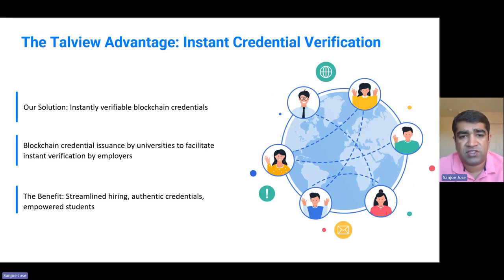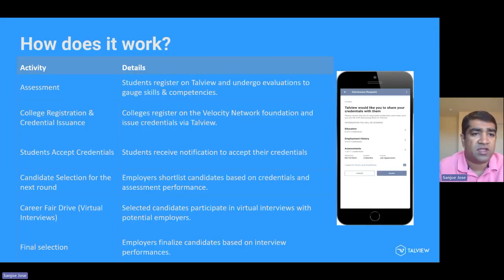The Talview advantage, which has been significantly beneficial for many of our customers, is the ability to instantly verify blockchain-based credentials powered by Velocity Career Network. Our solution allows universities to issue credentials directly from Talview once they sign up or register with the Velocity Network Foundation. And this has enabled a use case of streamlined hiring with authentic credentials and really empowering students in their job search process. So how does this really work?